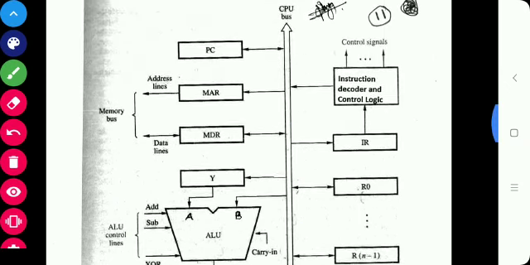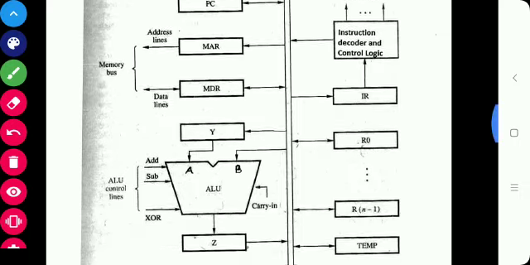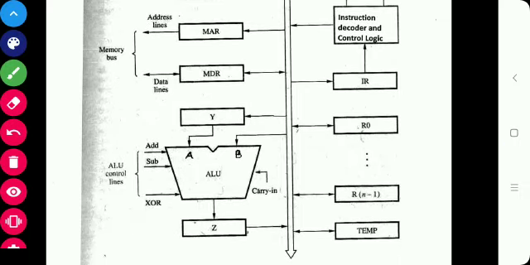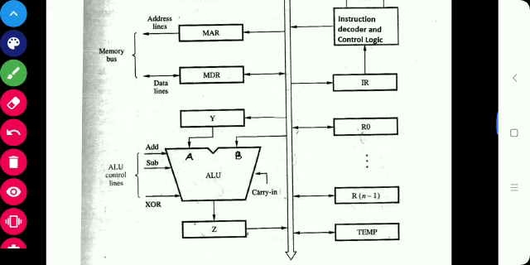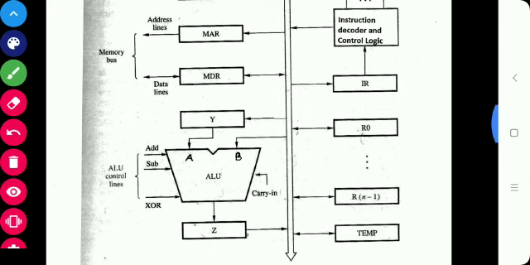As we know, the program counter register stores the address of the next instruction, and MAR stores the address of the instruction which is executed. MDR stores the data of the instruction. Then IR, the instruction register, stores the instruction that is currently being executed. Then R0 to Rn-1 are the general purpose registers, used for general purposes.